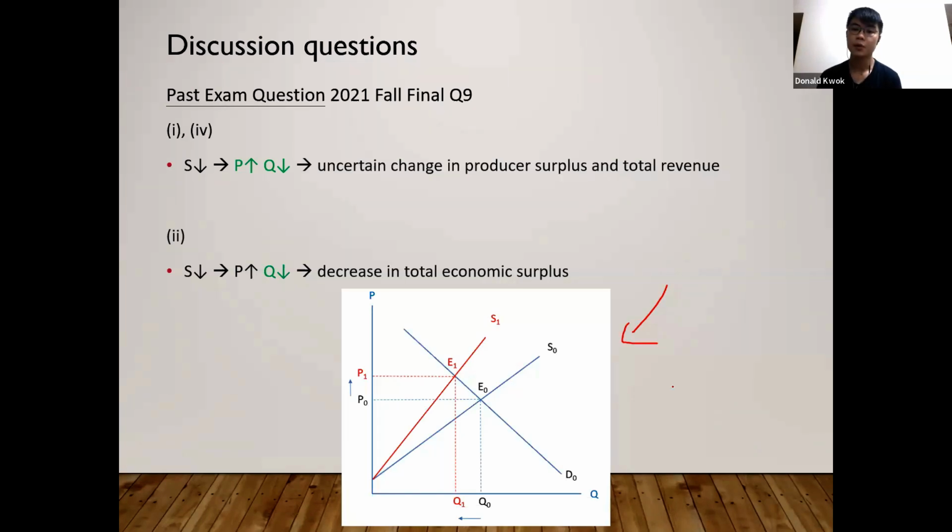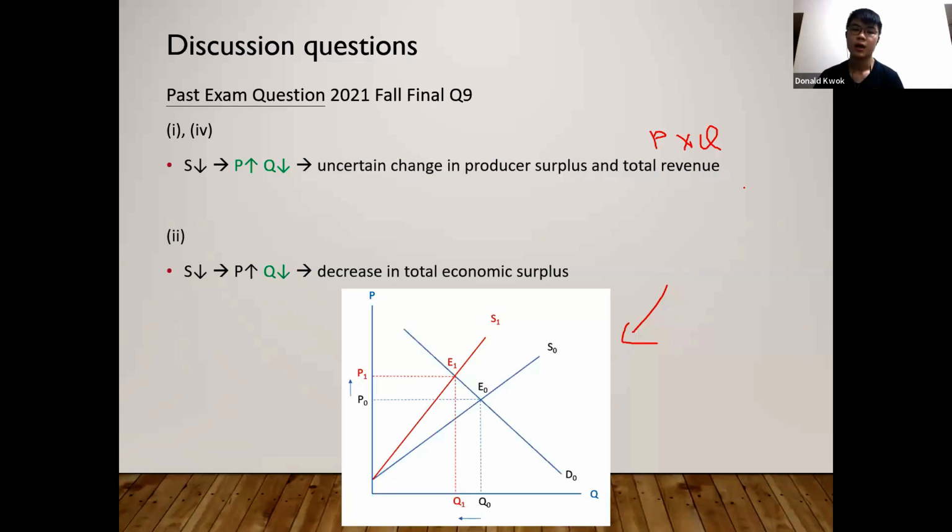First of all, about the producer surplus. Imagine you as a producer. An increase in price is a good thing, while a decrease in quantity is a bad thing. So one would increase the producer surplus, while the other would lead to a fall in producer surplus. So we are uncertain about the overall change in producer surplus. Well, for total revenue, it can be calculated as P times Q, right? So one increases while the other decreases, we are also uncertain about the overall change in total revenue.